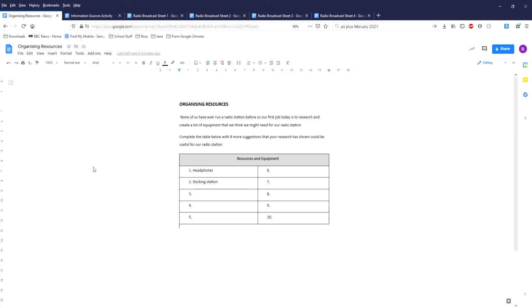Now because none of us have ever actually run a radio station before, we need to figure out the equipment we're going to need to do this. So job number one for today is using the internet, try to figure out resources and equipment we are going to need to run our radio station. We've got two suggestions down here already, which is headphones and a docking station. And what I'd like you doing first off is finding 8 other things that are going to help us run our station.